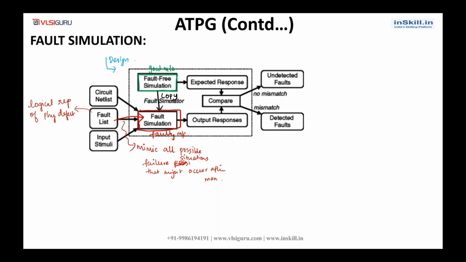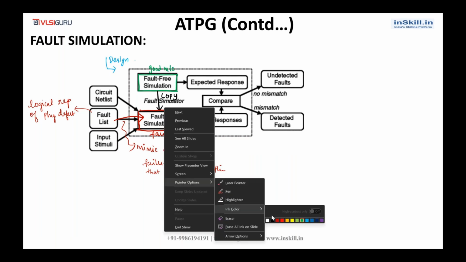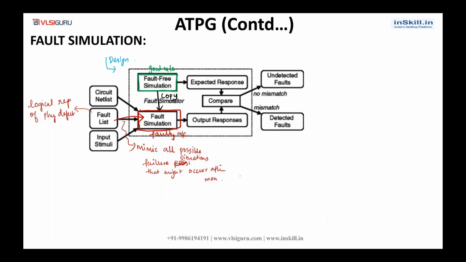Then what does the tool do? The tool will apply patterns. The tool will apply an input sequence for the good machine. The output of the good machine is called the good value, or you can call it the expected response. The tool will apply the same input sequence for the faulty machine, and the output of the faulty machine is called the faulty value. Then the tool will compare the good value and the faulty value.